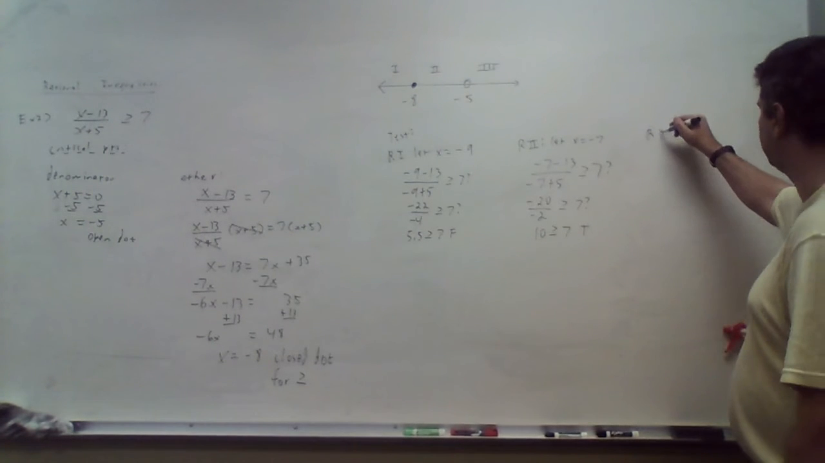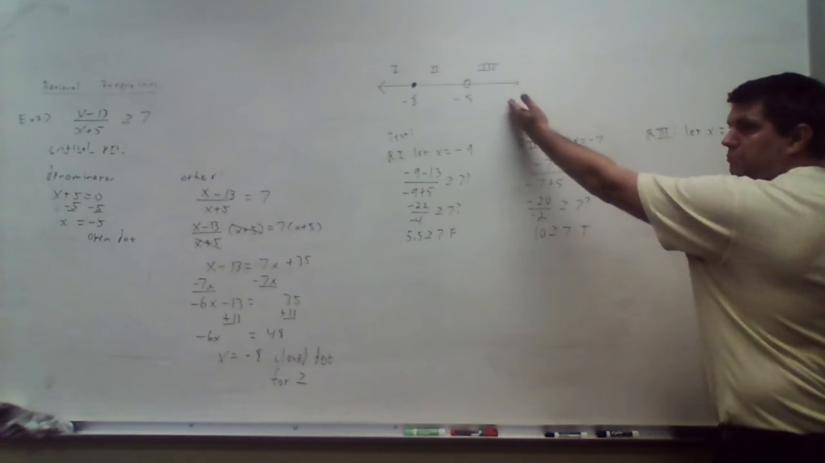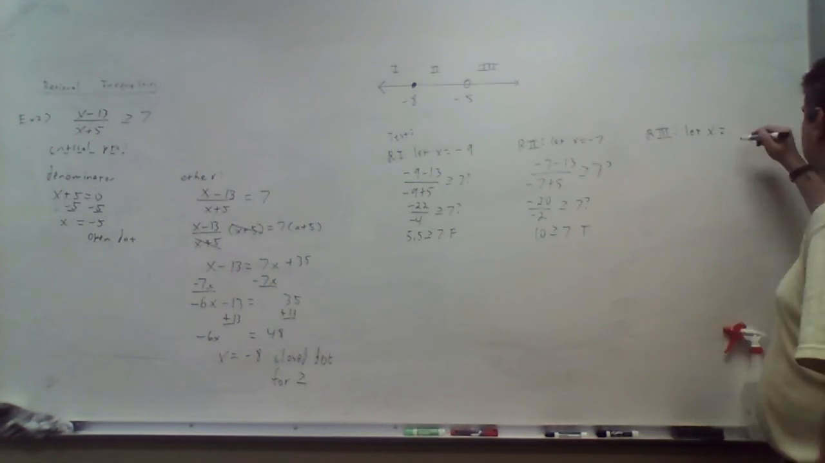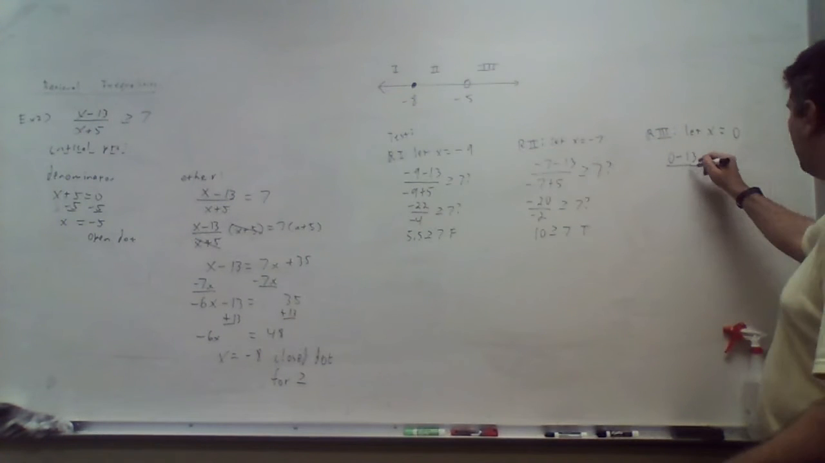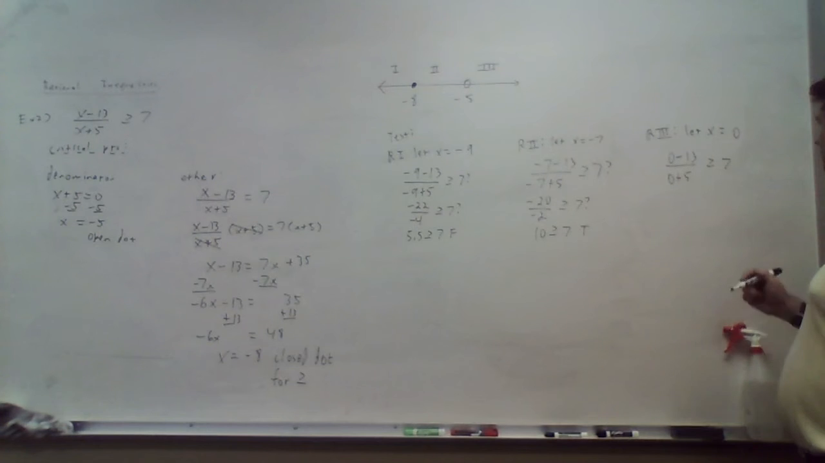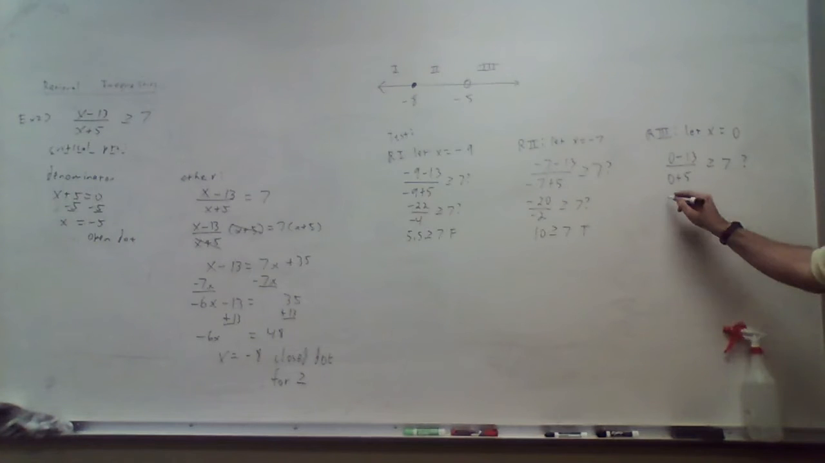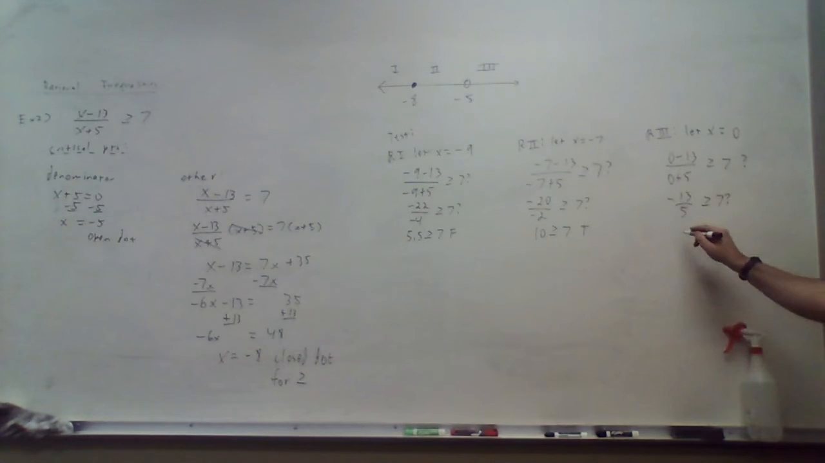Region 3. Let x equal 0. 0 is in the region. So I want to know if 0 minus 13 over 0 plus 5 really is greater than or equal to 7. Okay, that's negative 13 over 5. So that gives me negative 2.6 being greater than or equal to 7. That's false.